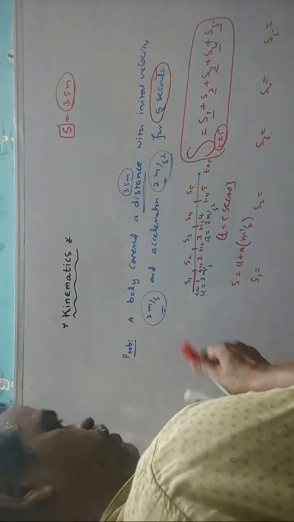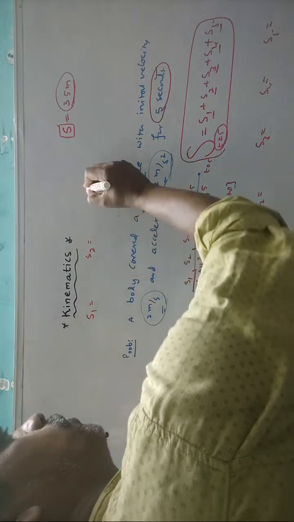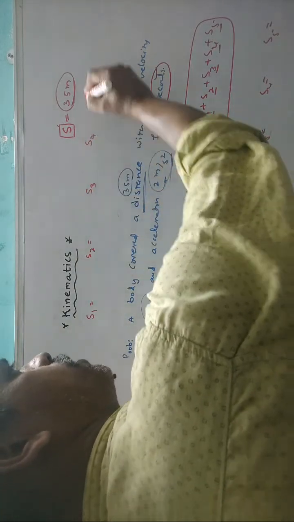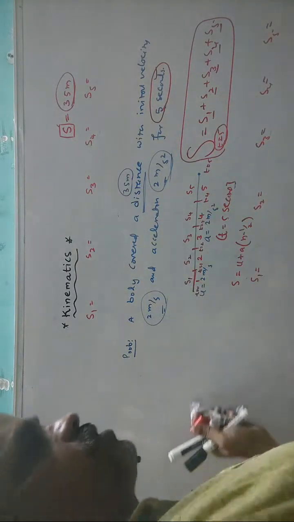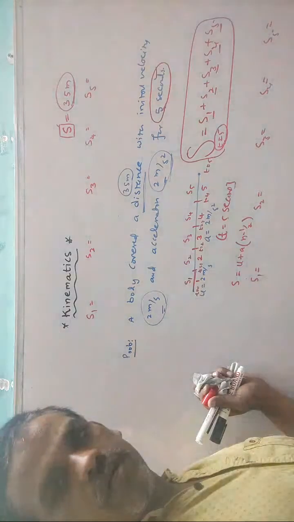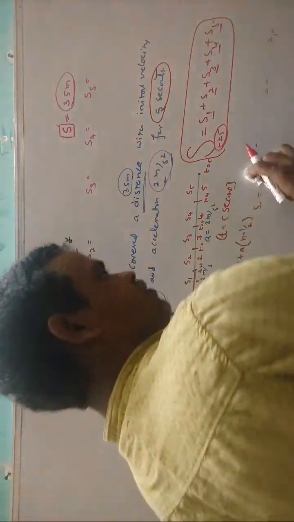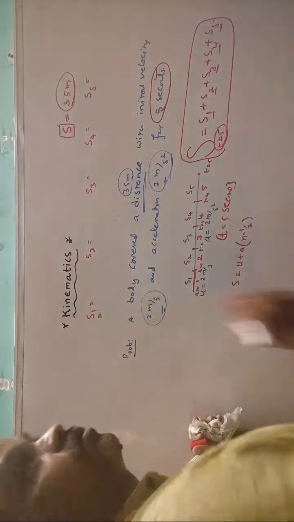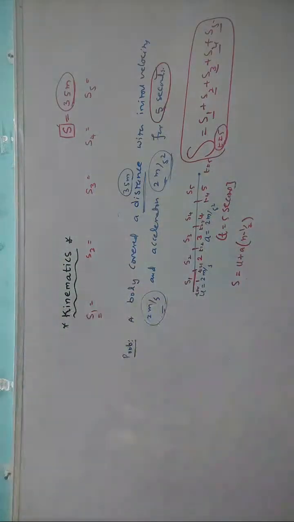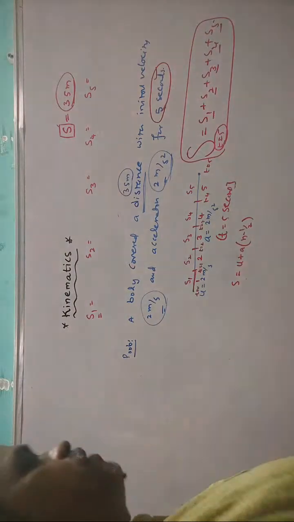So what values do you have to calculate? S1, S2, S3, S4, S5. These 5 values we calculate individually. First, tell me the first answer, S1. Come on. See, what is S1 here?